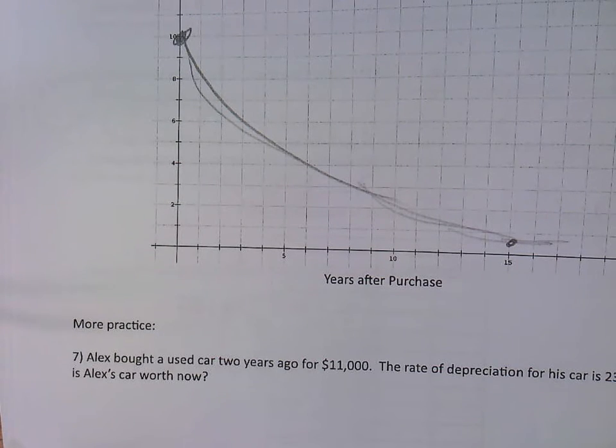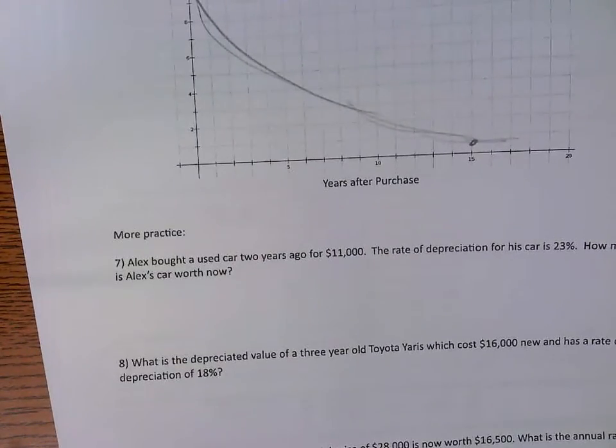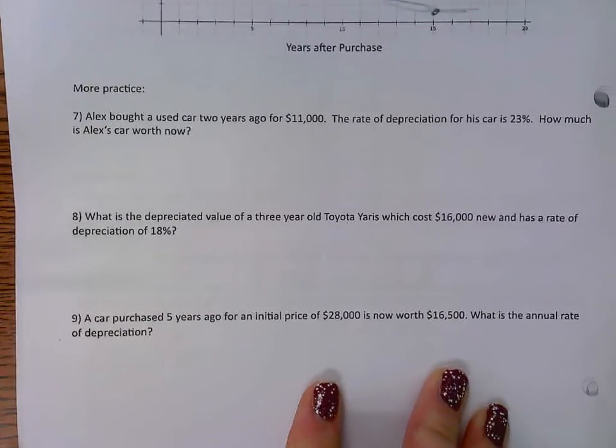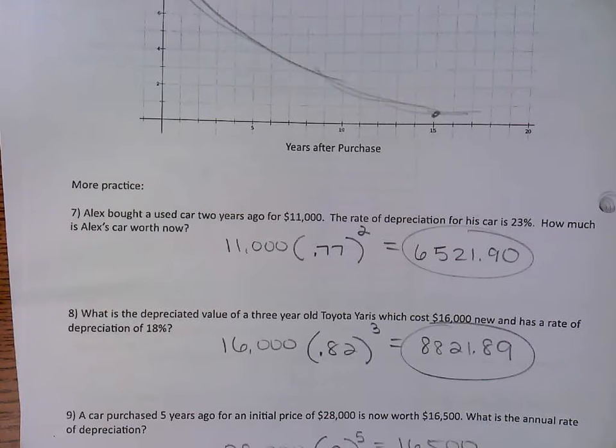So there are different values of a car that's depreciating. I guess they're all car depreciation. So see if you can figure out 7, 8, and 9 with your calculator and using the correct R value. 7 and 8. Is that what you guys got for 7 and 8?